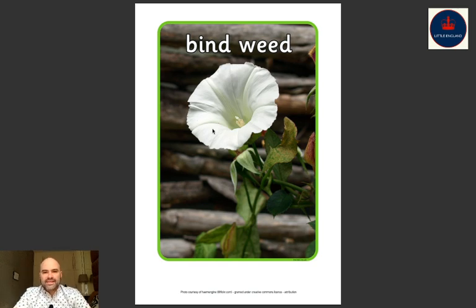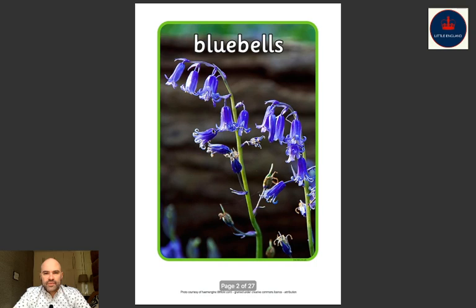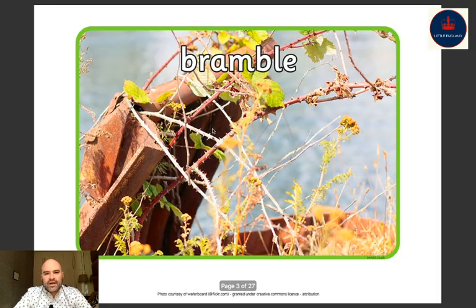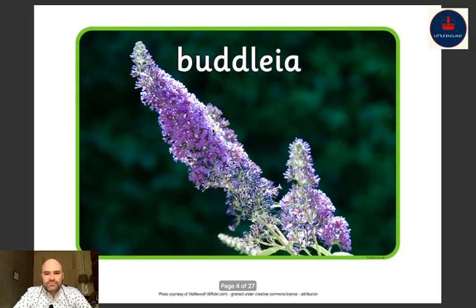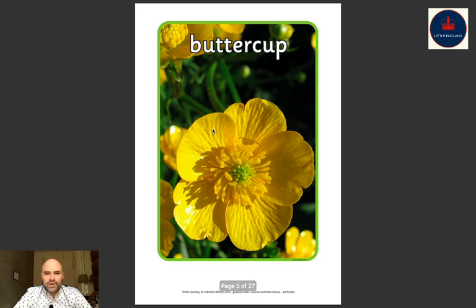This one's called bindweed. Bindweed. Bluebells. Can you guys repeat after me, okay? Opakueta. Bluebells. Bluebells. These are beautiful. These are my mom's favorite flowers. My mom loves these flowers. All right. Bramble. Bramble. Buddleia. Or Buddleia. Maybe in English we would say Buddleia, but it looks like Buddleia. Okay. We have buttercup. Buttercup. Those are beautiful.